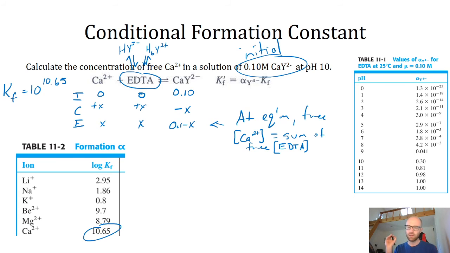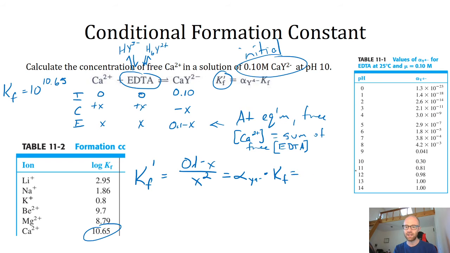That said, let me throw some math at you, because our general form here now is, since this is EDTA and this is Y4 minus, we're using the K prime F. That's going to be equal to, now we're plugging in the equilibrium values, 0.1 minus x over x squared. And that's going to be equal to alpha Y4 minus times Kf, which in this case, since we're at a pH of 10, is equal to 0.30 times 10 to the 10.65. And so let me write that down over here.